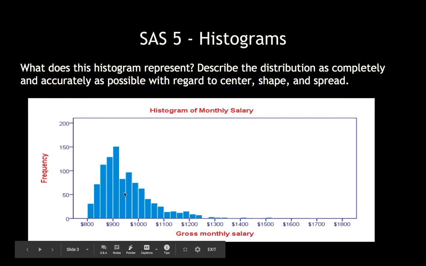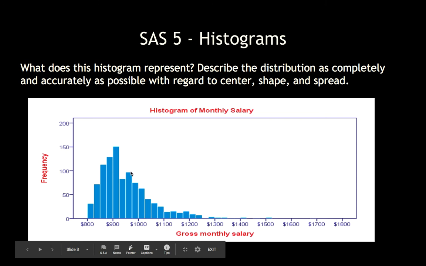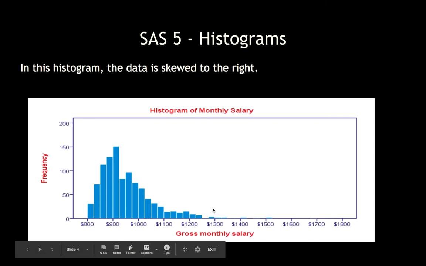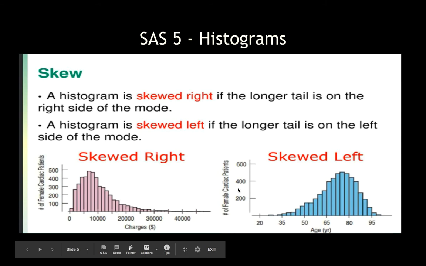And there are a lot more values on the right side of the mode than on the left side of the mode. And you see how it goes down really low over here on this side? That's called skew, and it is skewed to the right. So skew is described as a tail. If the longer tail is on the right side of the mode, it is skewed right. And if the longer tail is on the left side of the mode, it is skewed to the left. And here are some examples of skewing to the right and skewing to the left.